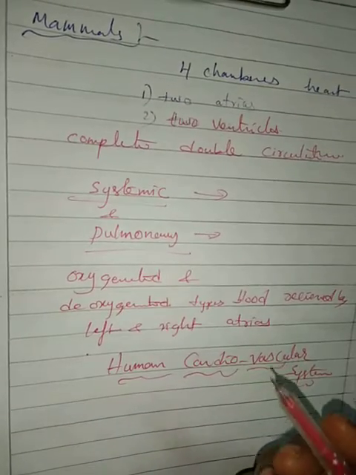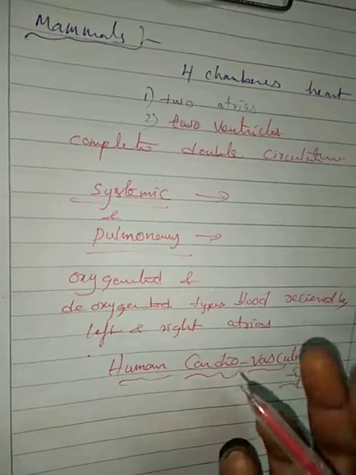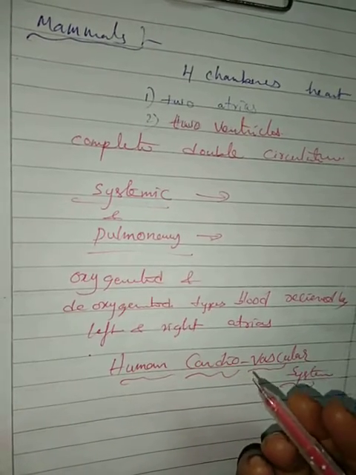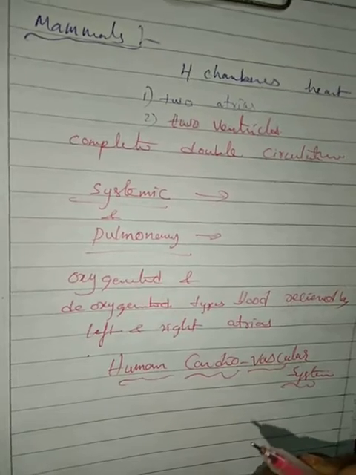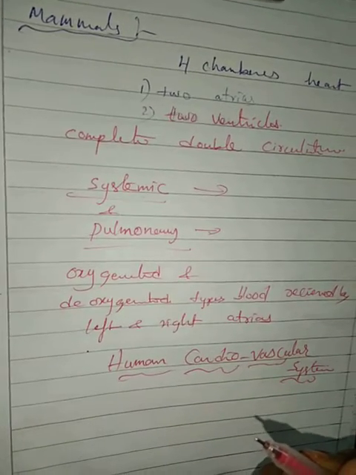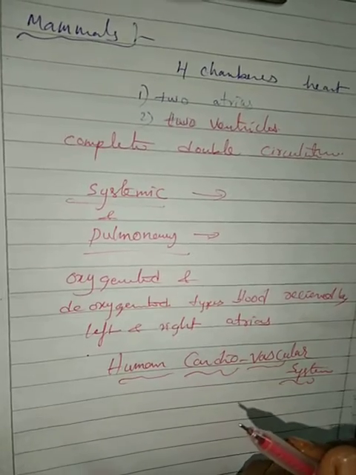And birds and mammals have the four-chamber heart, two ventricles and two atria, with systemic and pulmonary circulations. So both are called the complete double circulations of the organisms.